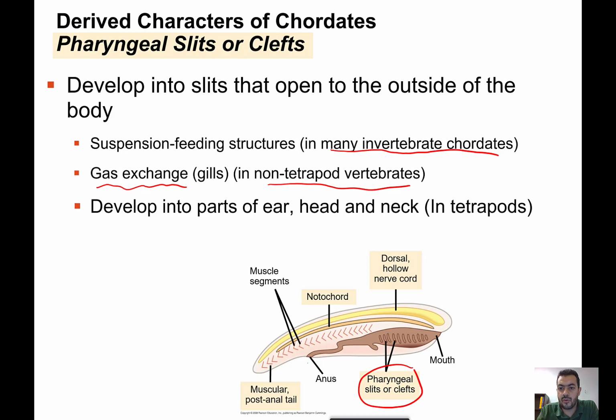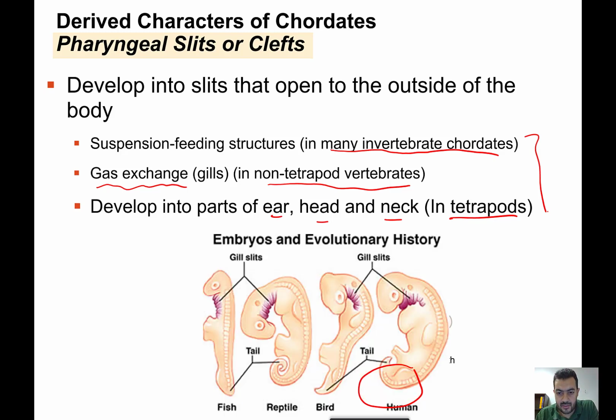In our case, so in tetrapods, what is the fate of the pharyngeal slits? They are going to develop into parts of the ear, head, and neck. So as you can see, there are different developmental functions or destinations depending on the organism, and this is the one showing the evolutionary history of the pharyngeal slits. So as you can see, in humans, they will form the ear, head, and the neck.